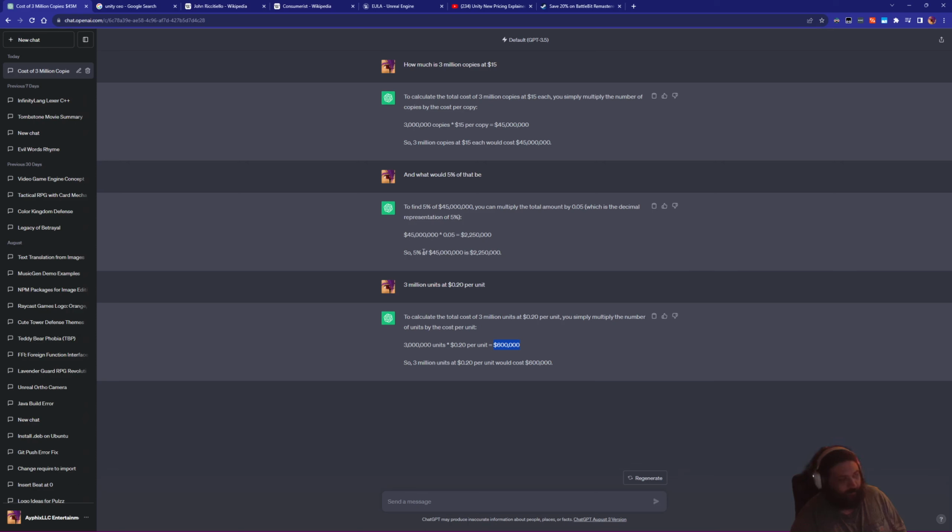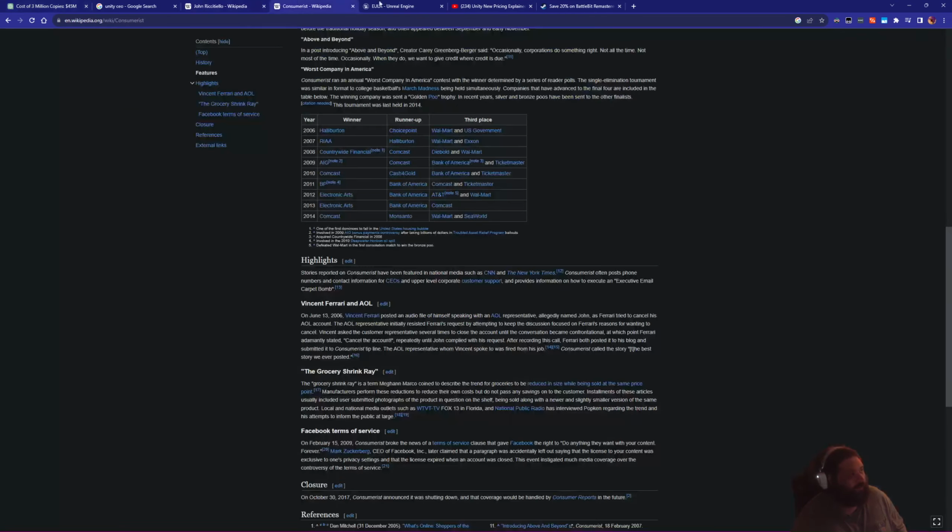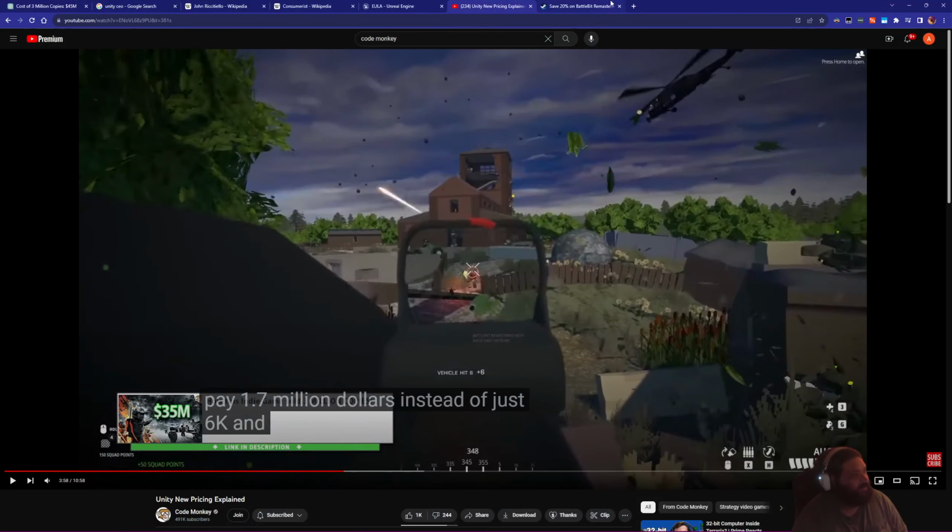And again, I did the same thing I did with Unreal up here, where I even included the first bit. Unreal gives you the first $1 million for free. Unity gives you 200,000. So you see what I'm saying? It seems a bit disingenuous. His math is just wrong here. 3 million units at 20 cents per unit is 60,000.